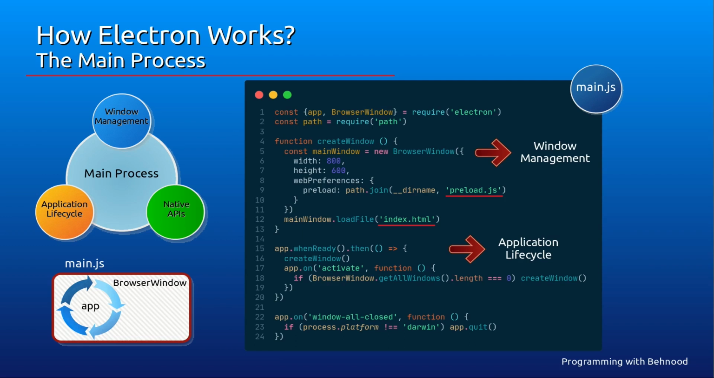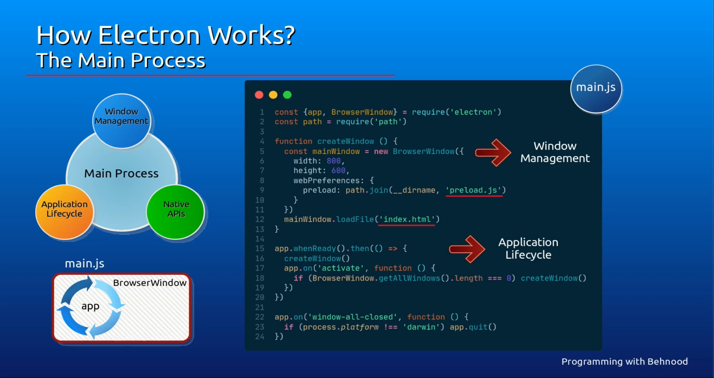Each Electron app has a single main process, which acts as the application's entry point. The main process runs in a Node.js environment, meaning it has the ability to require modules and use all of Node.js APIs. The main process controls three parts of the application: the window management, the application lifecycle, and the native APIs.